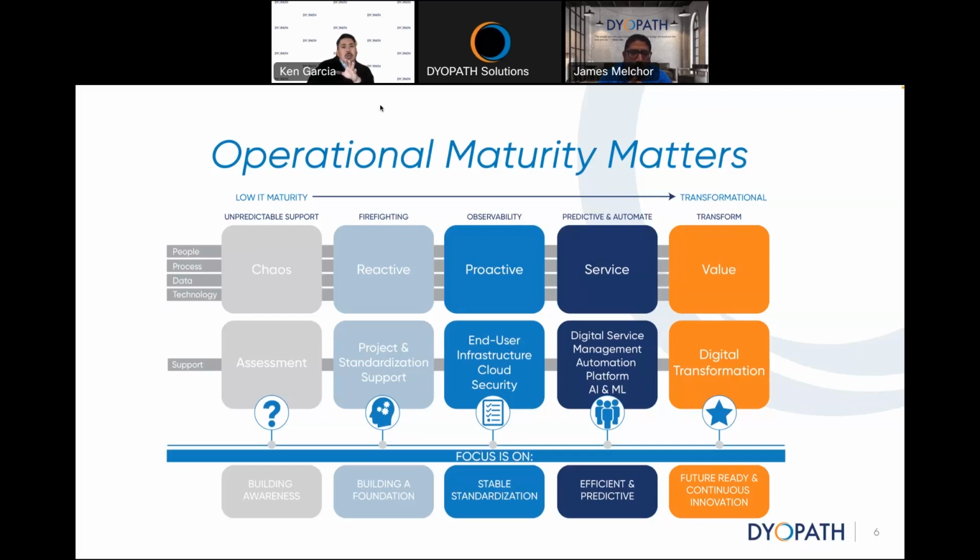Got it. So, hey, James, sorry to interrupt, guys, but we had a question come in really quick. The question is, what percentage of organizations have a low IT maturity?